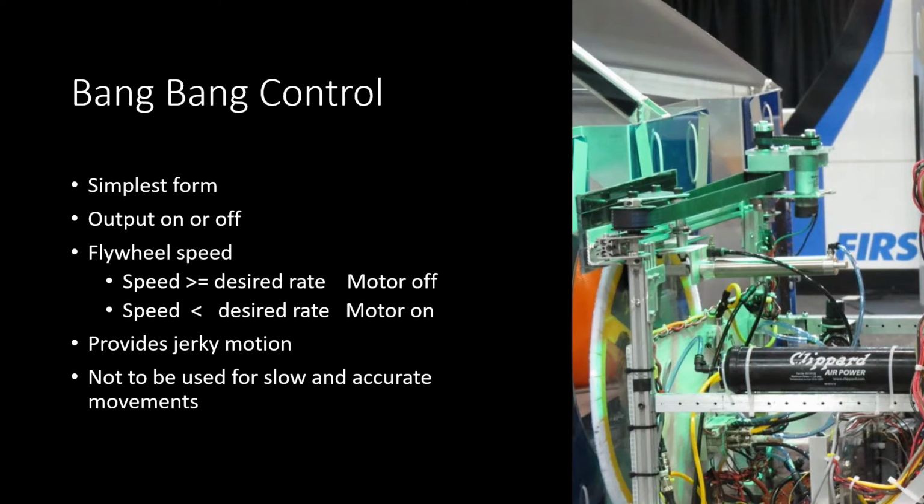So in bang-bang, if the speed of the flywheel is greater than the desired rate, it'll turn the motor off. Or if the speed is less than the desired rate, it'll turn the motor on. Now, you might be able to tell, but this provides pretty jerky motion, and you should never really use this for slow and accurate movements.